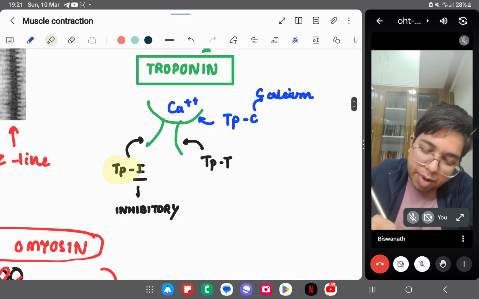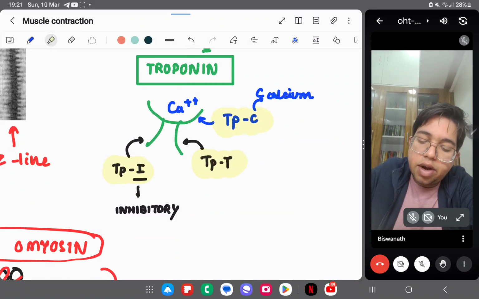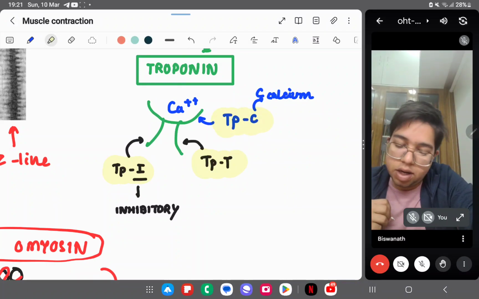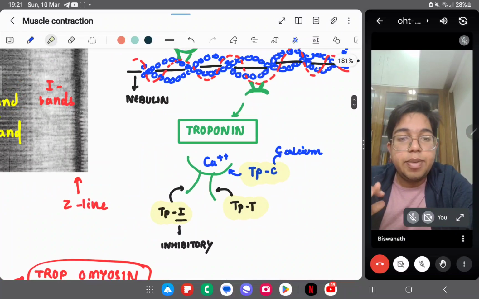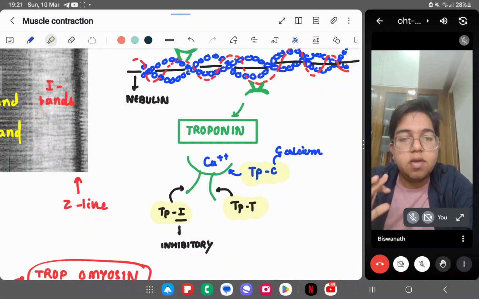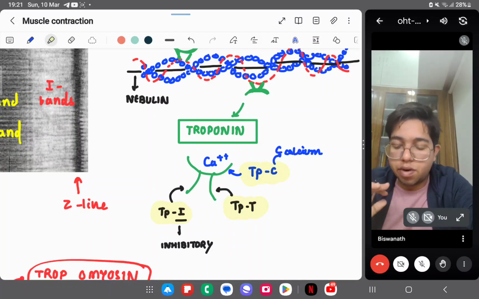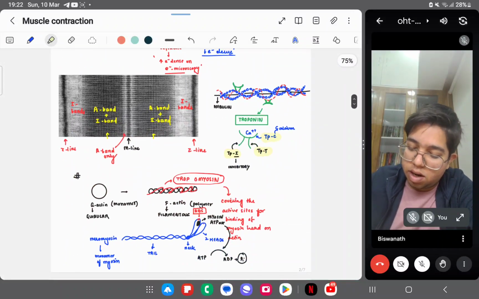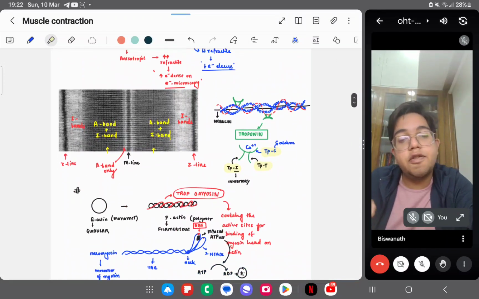Okay, so three parts: troponin I, troponin T, and troponin C. Understood? This is the basic thing, the base for your understanding of muscle contraction.